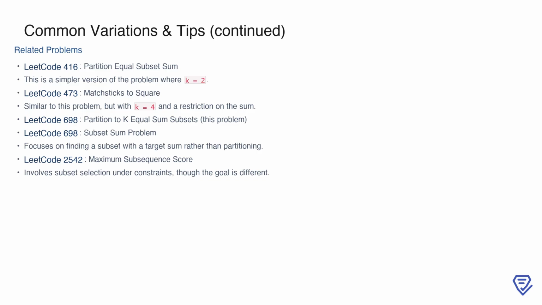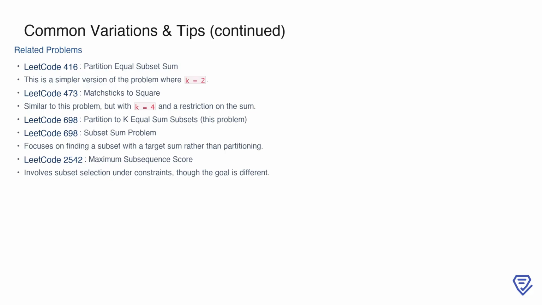This problem is closely related to other problems on LeetCode, and understanding these connections can help you build transferable problem-solving skills. For example, LeetCode 416, partition equal subset sum, is a simpler version of this problem where k is fixed at 2. Another similar problem is LeetCode 473, matchsticks to square, where k is fixed at 4, and there's an additional restriction on the sum. Of course, the problem we're discussing, partition to k equal sum subsets, generalizes these.